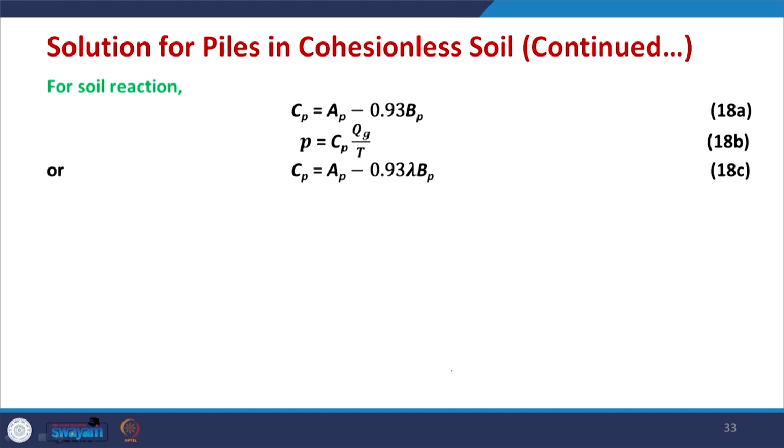So, this way this completes the solution for piles in cohesionless soils, and then we will discuss in the next lecture the solution for piles in cohesive soils and design procedures, as well as one numerical example.